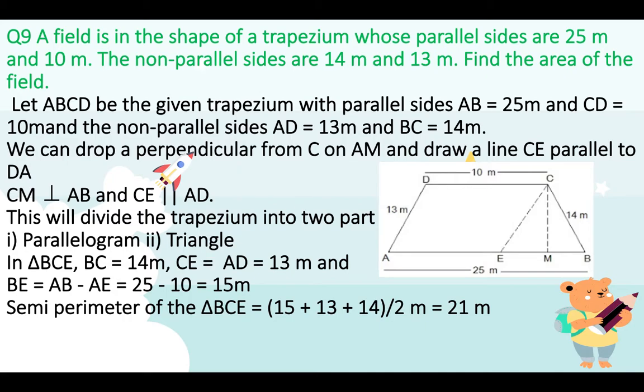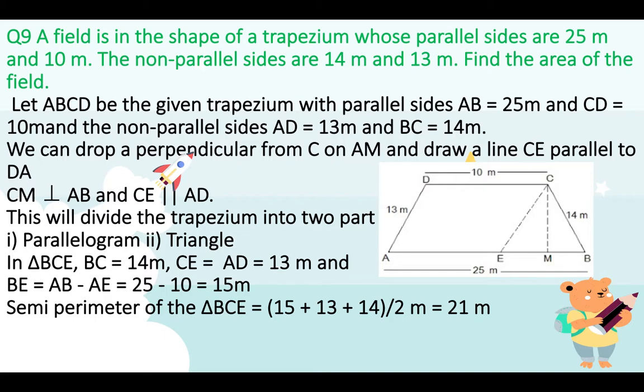So length of AD and CE will be 13 meters. They will be equal because they are lines drawn between two parallel lines and they themselves are parallel to each other. So over here you can see my line AD is 13, CE also becomes 13. I have to calculate the length of CM.